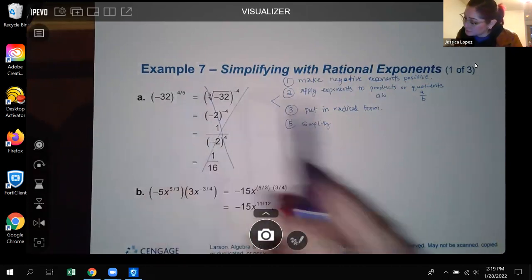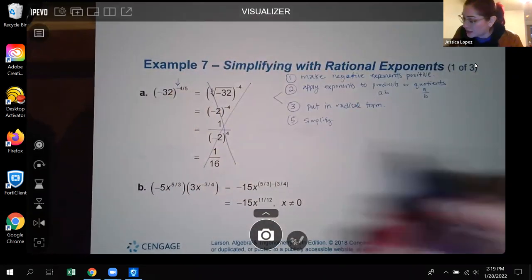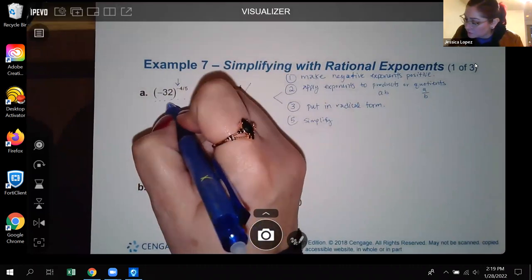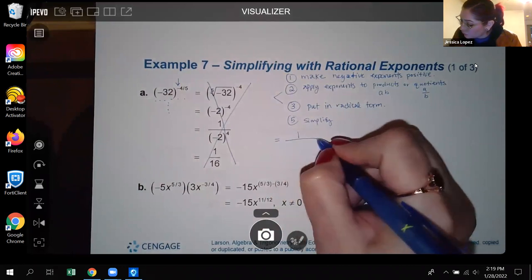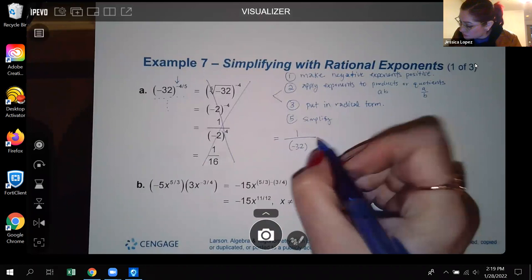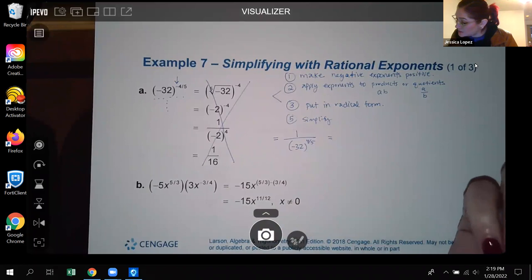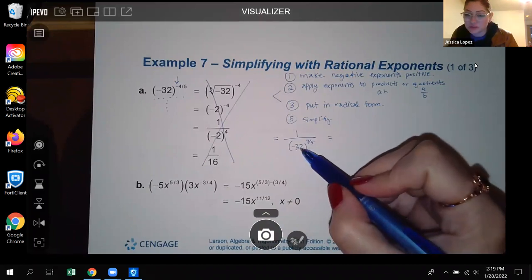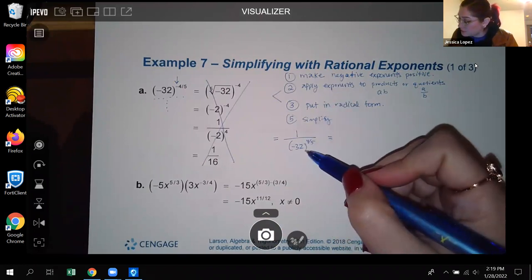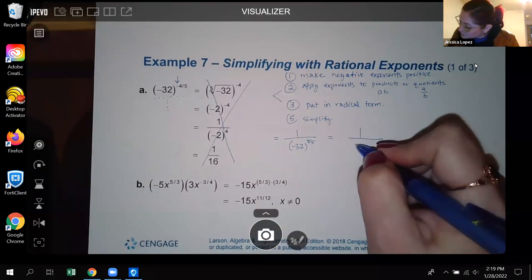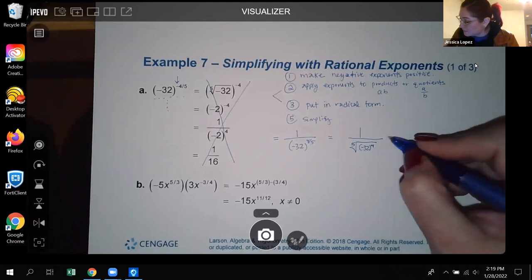So for instance here, I'm going to take care of this negative exponent. We know that in order for us to make it not negative anymore, it's got to switch over the fraction bar. So that is going to become a 1 over negative 32 to the power 4/5, okay? Then the next thing I'm going to do is apply my exponents to products or quotients. Well, this is 32, not 3 times 2, right? So we don't have step 2 in this particular problem. Then we're going to put in radical form. So 5 is the index, and then 4 is the exponent.